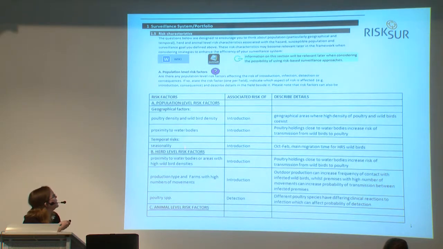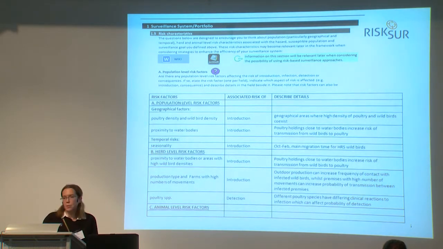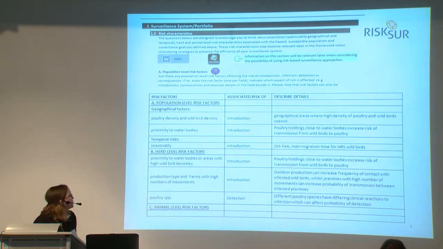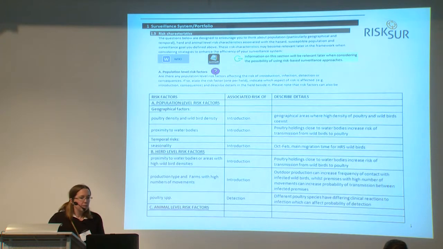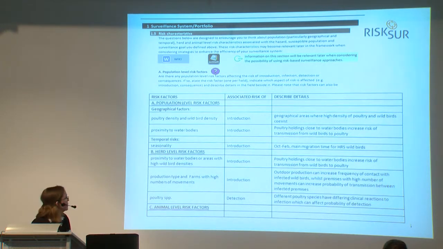So for avian influenza, firstly, population risk factors: poultry density, wild bird density, proximity to water bodies, and also temporal factors. So we're thinking in the UK, the main migratory seasons for the high-risk wild bird species. Herd level factors, again, proximity to water bodies, high bird densities, production types of farms, outdoor farms, and farms with high numbers of movements, and then also poultry species, because of clinical reactions and susceptibilities.